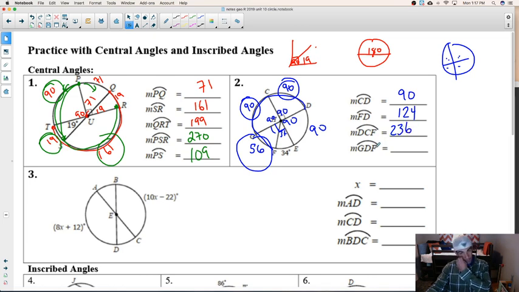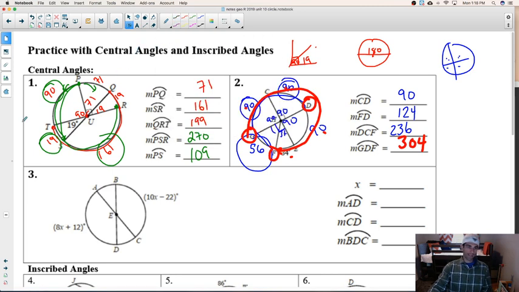And then finally, GDF. Okay, G, here's D, and here's F. So I would go this way. Okay, and you'd be 90 plus 90 plus 90 plus 34, and that's going to be 304. There you go. All right, next one.